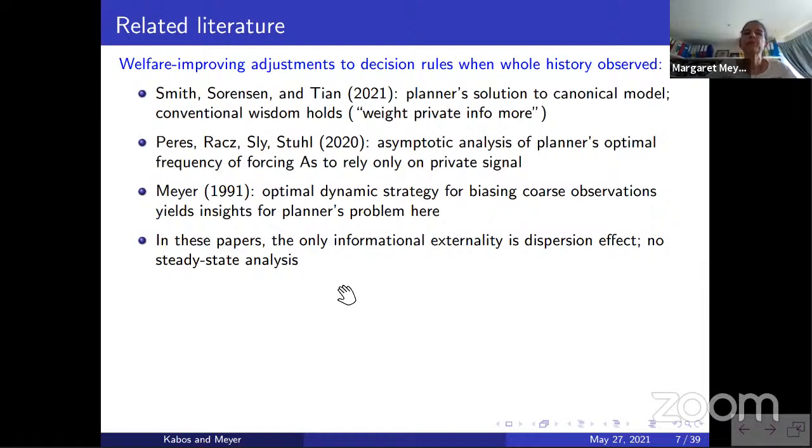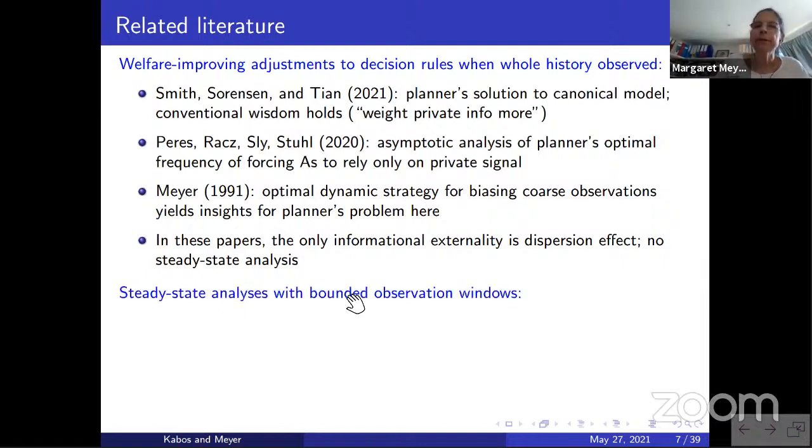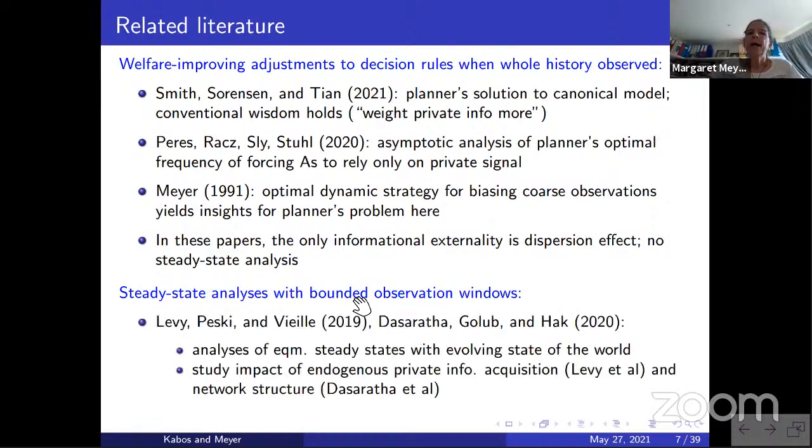That last remark brings me to the second category of related literature, which is steady state analyses, where each agent has a bounded observation window. I mention two: Raphael, Levy, Pesendorfer, and Vieille, and I know that at least two of those three are present today, and also a paper by Dasaratha, Golub, and Hak. The second paper is the one that's going to be presented here next week.